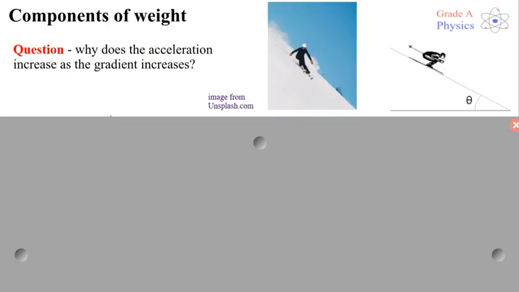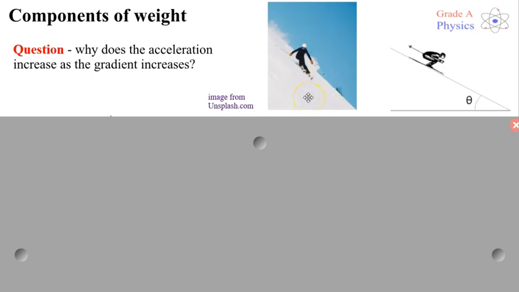Right, in the second part of the video, we're going to consider components of weight. Again, this is really, really important, and a lot of students get very, very confused by this. So definitely worth spending a bit of time on. So again, we're going to introduce this with a concept question. Imagine you're a skier: the steeper the slope you ski down, the faster you go, the bigger your acceleration. The question is, why is that?